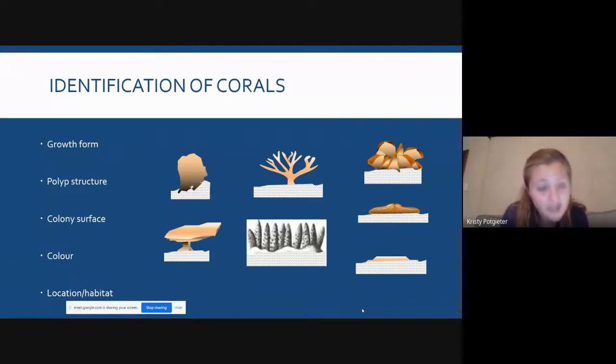You can also look at location or habitat. Information like, is it in quite an exposed place, or is it sheltered from the currents and the waves, can help you work out what species it is. You can also look at whether it's in quite a silty area. There are some species that can tolerate more silty or sandy areas compared to ones that prefer to be higher up on the reef, away from that sand. So you can use that to help you identify as well.